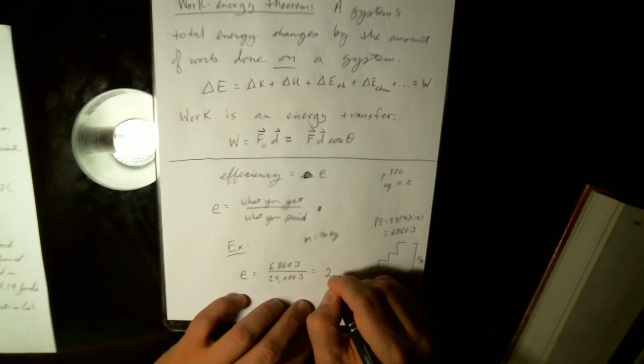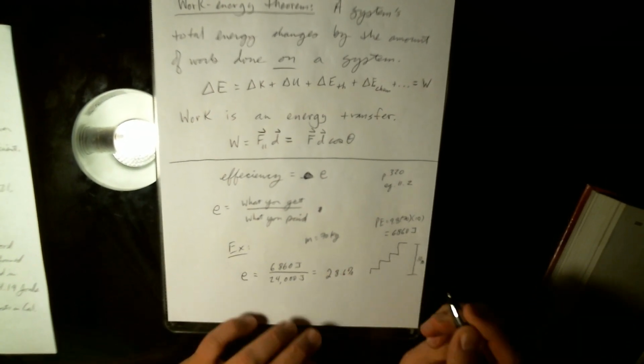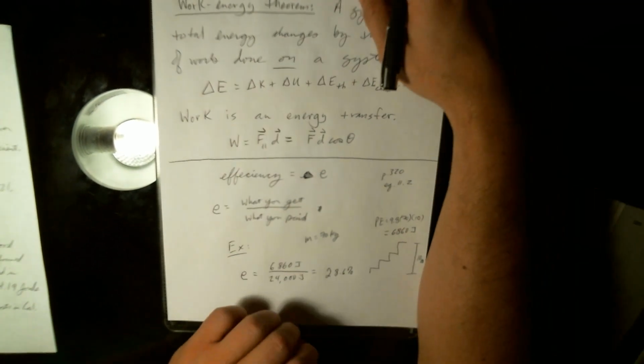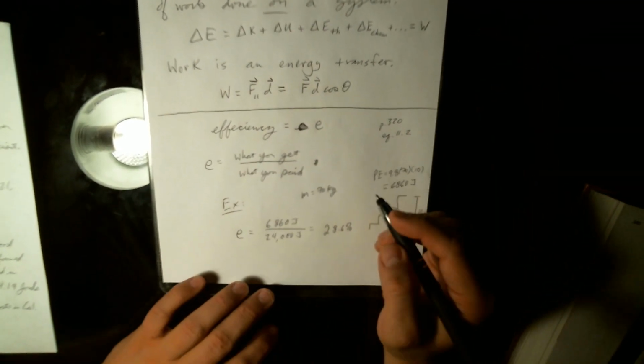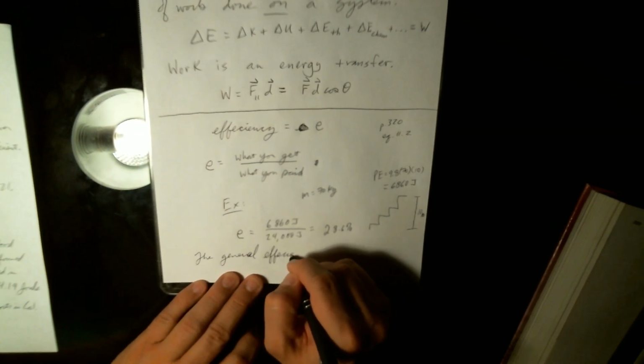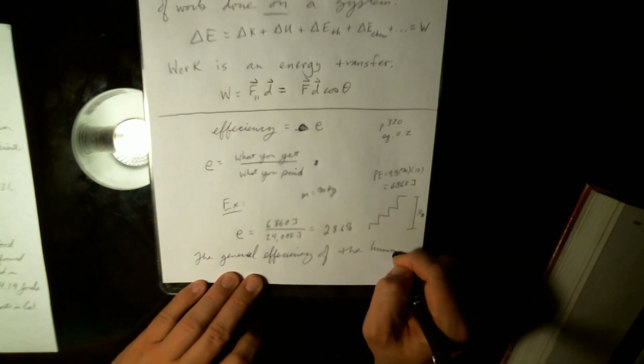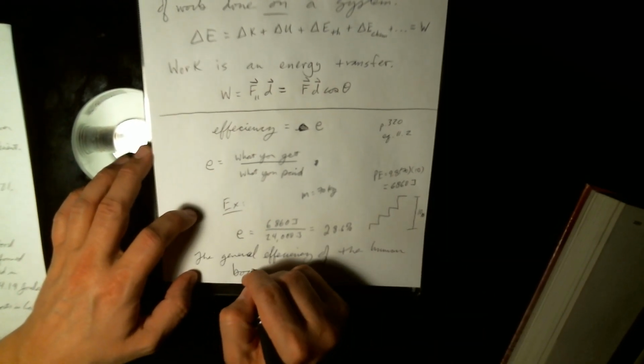I did it backwards. 6860 divided by 24,000. There we go. That's 28.6%. And since I made these numbers up, I made them too nice. The general efficiency of the human body is about 25%.